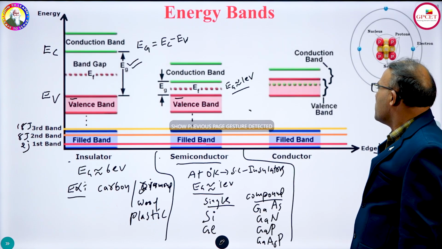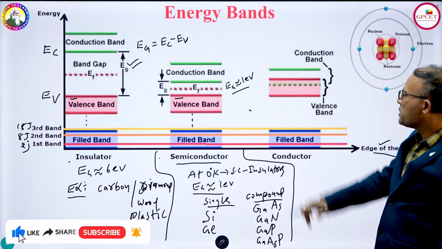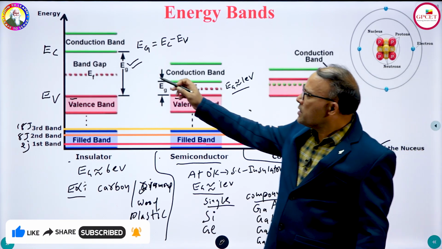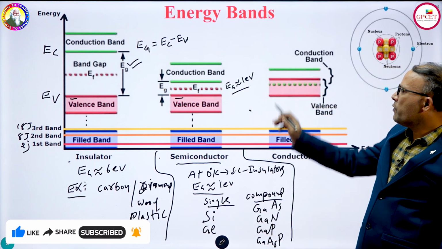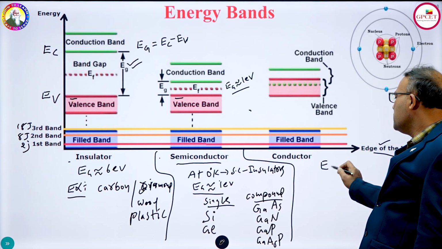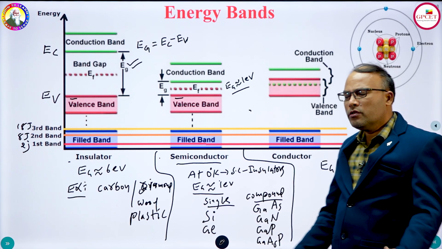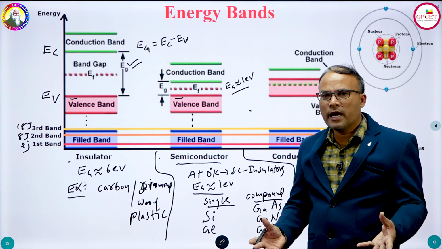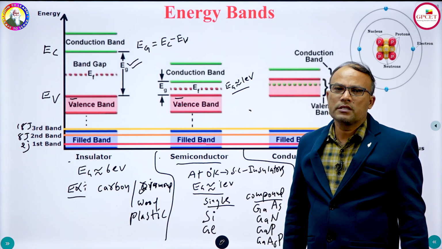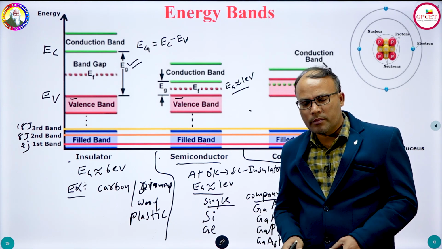Next, we go to a further decrement of the energy gap between the valence band and conduction band. We have decreased from 6 electron volts to 1 electron volt, and then from 1 electron volt to 0 electron volts. Here I can consider Eg approximately equal to 0 electron volts. If it is 0 electron volts, then there is no energy gap between conduction band and valence band. So at that time, the conduction band and valence band will overlap.